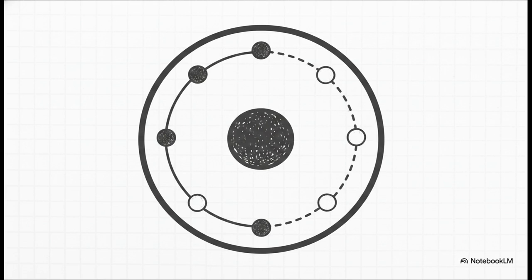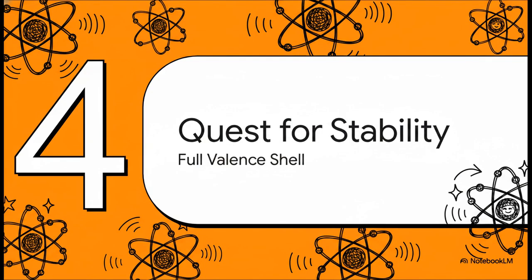So if we go back to our old friend carbon, it has 6 electrons total. 2 go into that first shell, leaving exactly 4 for the second shell. So its electronic configuration is simply written out as 2, 4. Which brings us to section 4, the quest for stability, the drive for a full valence shell.